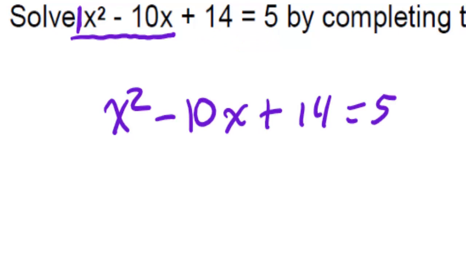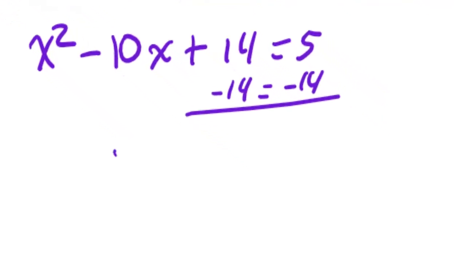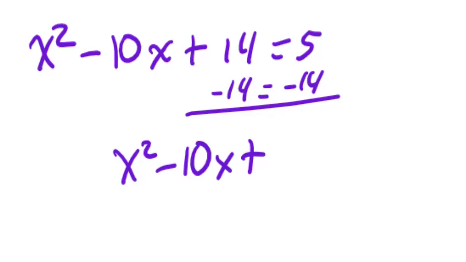So the first thing I said we have to do is get rid of the 14. So get that out of there. So minus 14 on both sides. So x squared minus 10x. And I'm going to leave a space here because I'm going to complete the square like we did on the previous two slides.